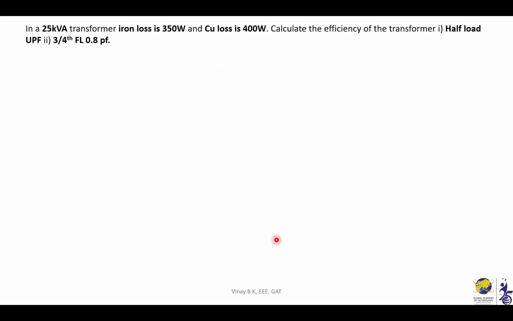In a 25 kVA transformer, iron loss they are given 350 watt, copper loss they are given 400 watts. Calculate the efficiency of transformer for half load UPF and 3 by 4th full load 0.8 power factor. A simple, a straightforward problem.